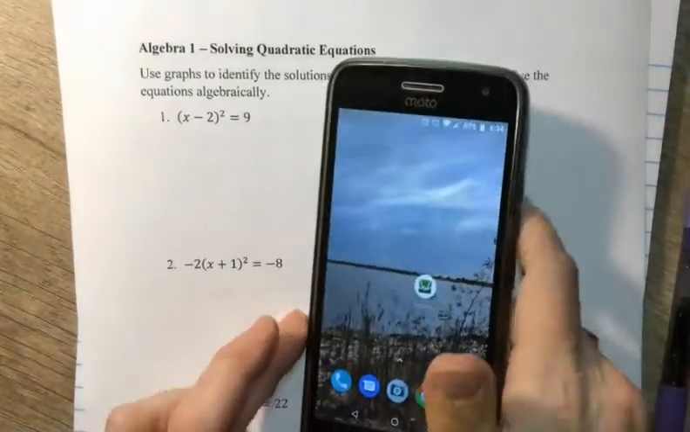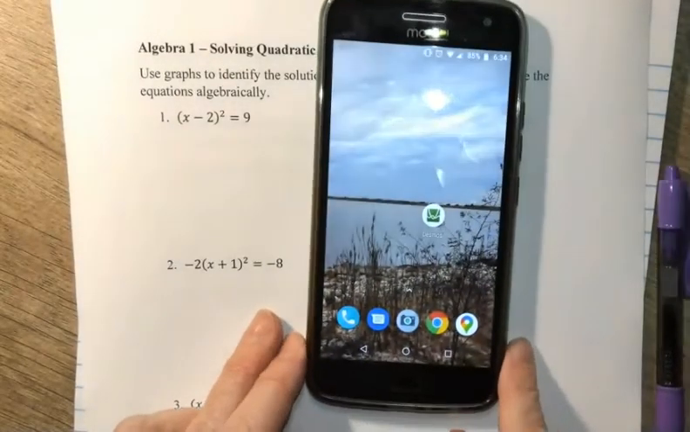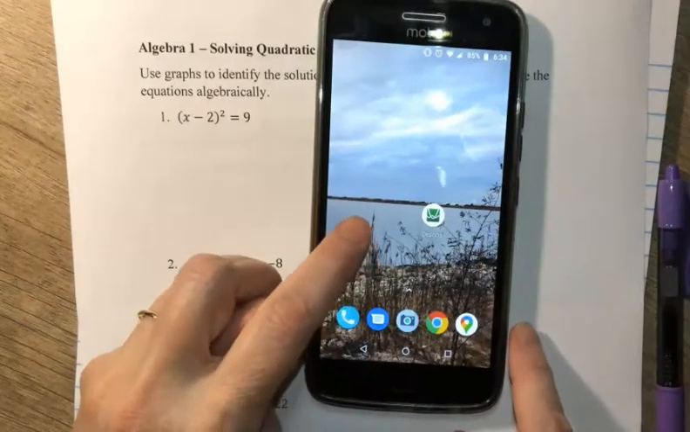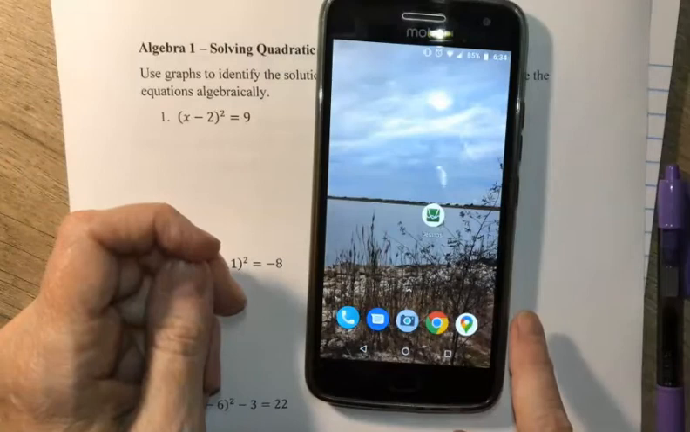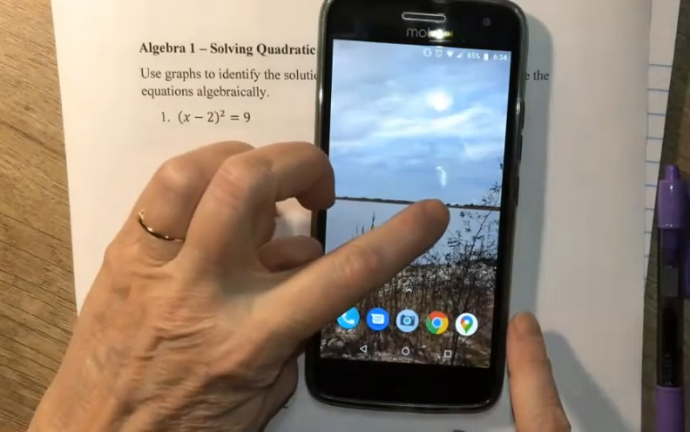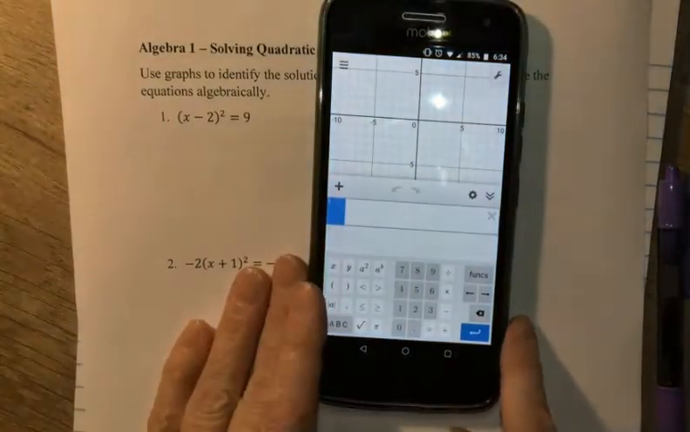So first, what you will need to do is, if you haven't already done it, download the Desmos app for your phone. If you have a desktop, of course, you could go to desmos.com/calculator. But I'm going to go ahead and click Desmos because I've already downloaded my app.